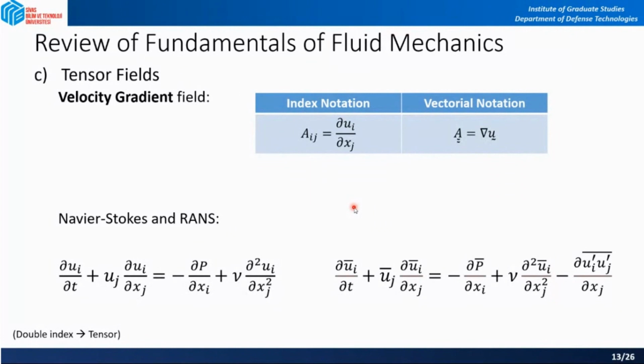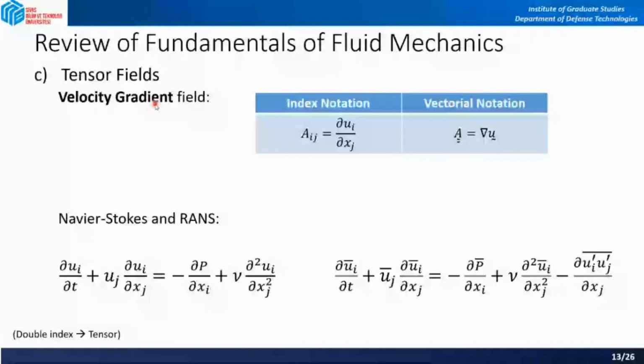Okay, stress is the most well-known tensor, but in fluid mechanics we have other tensors which are very critical in terms of understanding turbulence, generation of turbulence and modeling turbulence. One of the most well-known tensors is what we call the velocity gradient tensor. Okay, velocity gradient.